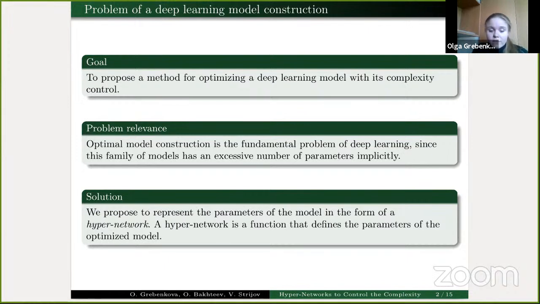A hypernetwork is a function that defines the parameters of the optimized model. The hypernetwork input is information about the structure of the desired model. The output is a vector of parameters. To control the complexity, we consider the problem of hypernetwork parameters optimization.